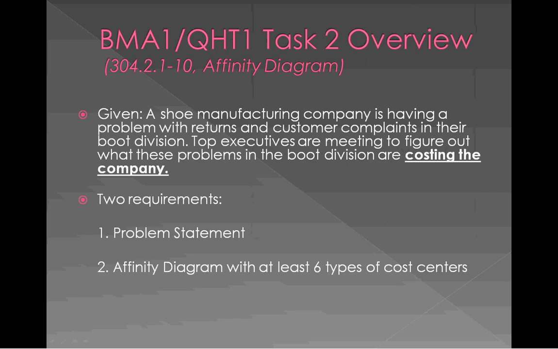The second task, we're giving you just this little scenario here. A shoe manufacturing company is having a problem with returns and customer complaints in their boot division. Top executives are meeting to figure out what these problems in the boot division are costing the company. So 2 things you're going to have to do. You're going to have to develop a problem statement, and then you're going to have to do an affinity diagram that has at least 6 types of costs or cost centers.